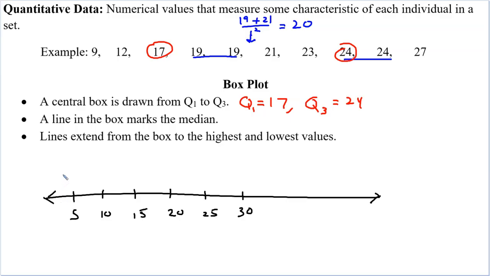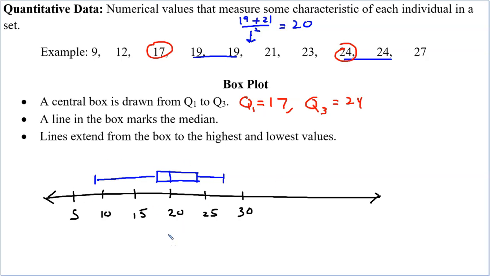And again, what we do is make lines for the Q1 and Q3. Q1 is at 17, so we'll say that 17 is about here. And Q3 is the 24, so we'd say here. And there's our box. We'll make a line in the box to represent the median, which is the 20. And then we'll extend the whiskers to the highest and lowest points. We'll extend up to about a 27 and down to a 9. All right, and that's just a rough way we can show our data.